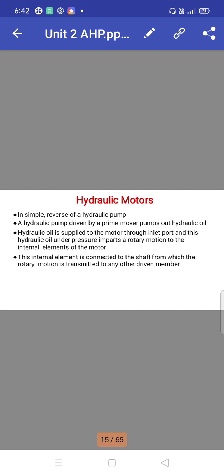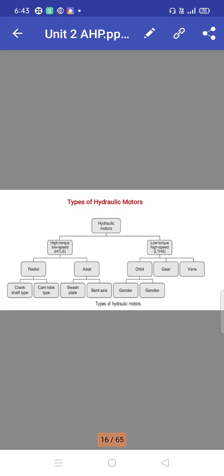Hydraulic motors. In simple terms, a hydraulic motor is the reverse of a hydraulic pump. A hydraulic pump driven by a prime mover pumps out hydraulic oil. Hydraulic oil is applied to the motor through the inlet port and this hydraulic oil under pressure imparts rotary motion to the internal elements of the motor. The internal element is connected to the shaft from which rotary motion is transmitted to any other driven member. These are the types of hydraulic motors.